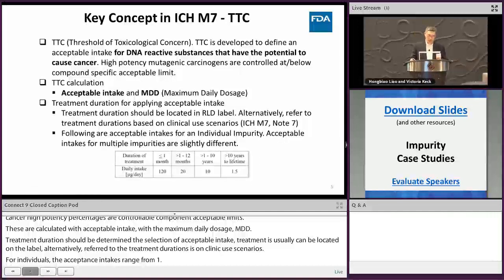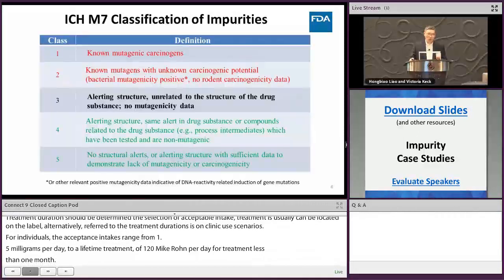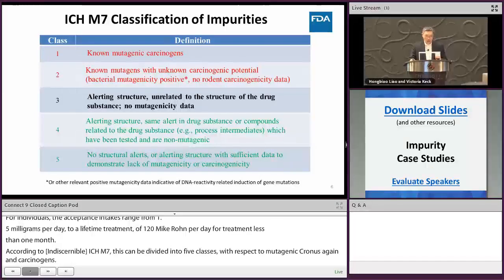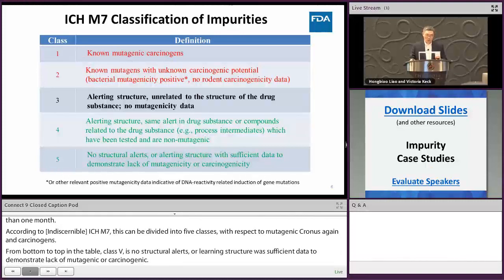According to ICH M7, impurities can be divided into 5 classes with respect to mutagenic and carcinogenic potential. From bottom to the top in the table, Class 5 impurities have structural alerts, or alerting structure, with sufficient data to demonstrate non-mutagenicity. Class 4 impurities have an alerting structure, the same alert as in the drug substance, or are compounds related to the drug substance which have been tested and are non-mutagenic.